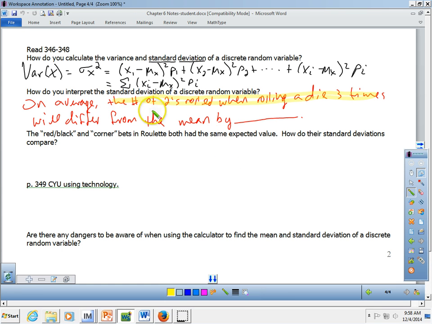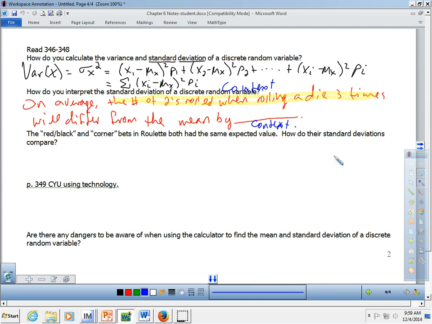On average, your random variable, whatever you're defining as your random variable, will differ from the mean by whatever your standard deviation is. And so that's where your context comes from, okay? So here we want context in here, and then we want context in here. Otherwise, this is a pretty good template for interpreting any standard deviation, right?